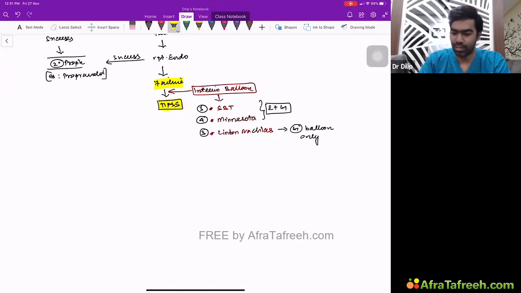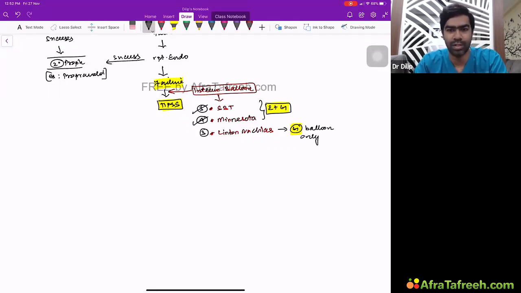Linton Nachlas also contains 3 ports. But first see the balloon. How many balloons are there? If you have only gastric, go for Linton Nachlas. If you have both gastric and esophageal, go for SBT or Minnesota. Then see the ports. If it's 4 ports, it's Minnesota. If it's just 3 ports, it's a Sengstake and Blakemore tube. So they might ask you this question, in the image-based question session, which is quite possible.